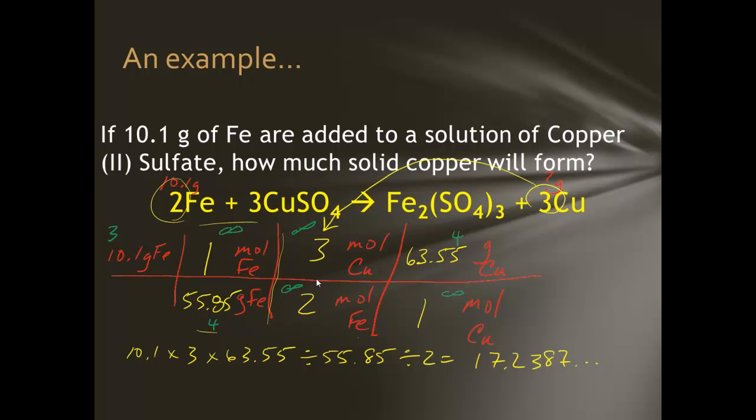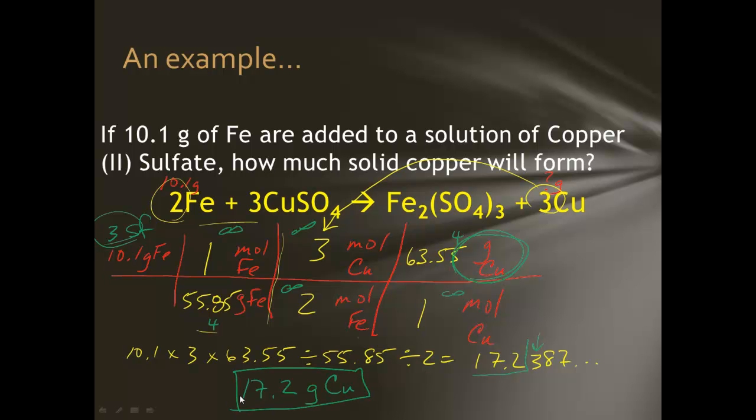So we want to round our answer to 3 sig figs. So I'm going to take the first 3 numbers, look at the number after that. It's a 3, so no rounding. So 17.2, and my units are whatever's here, grams of copper. And that is your final answer.